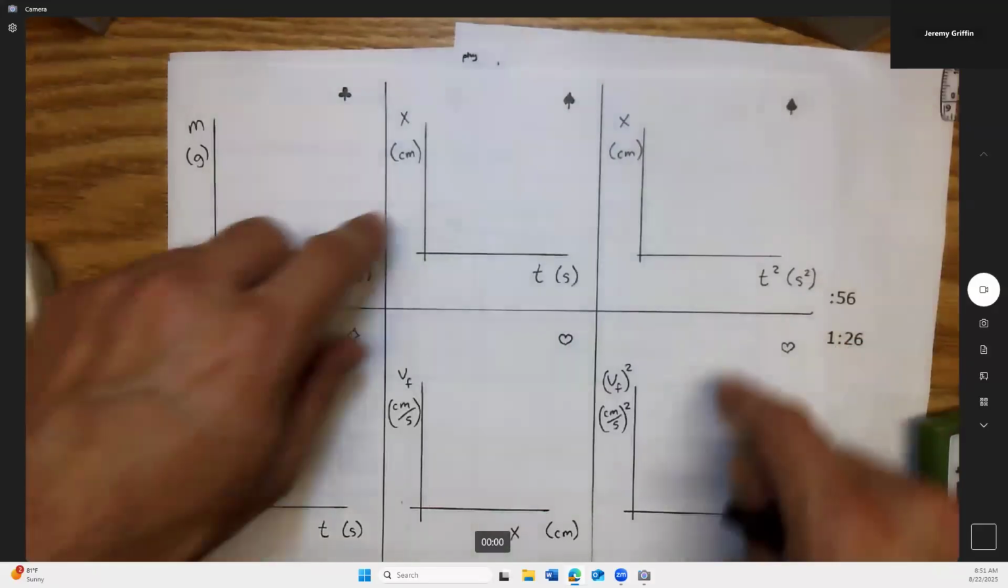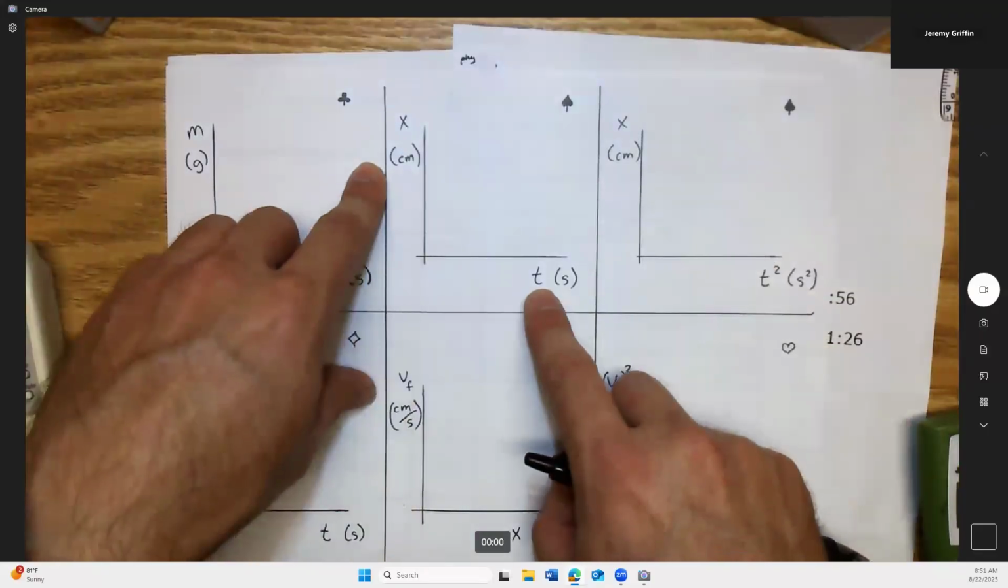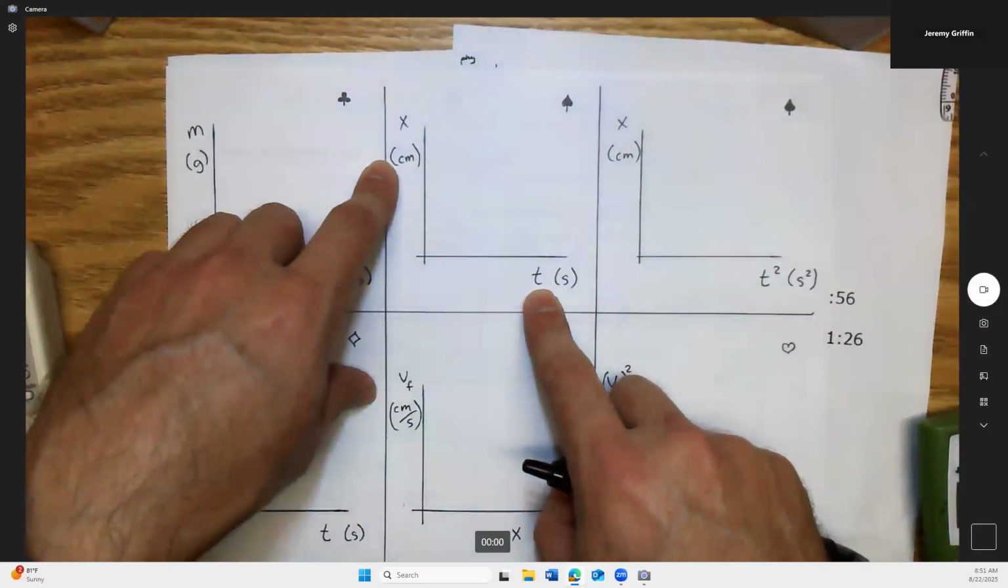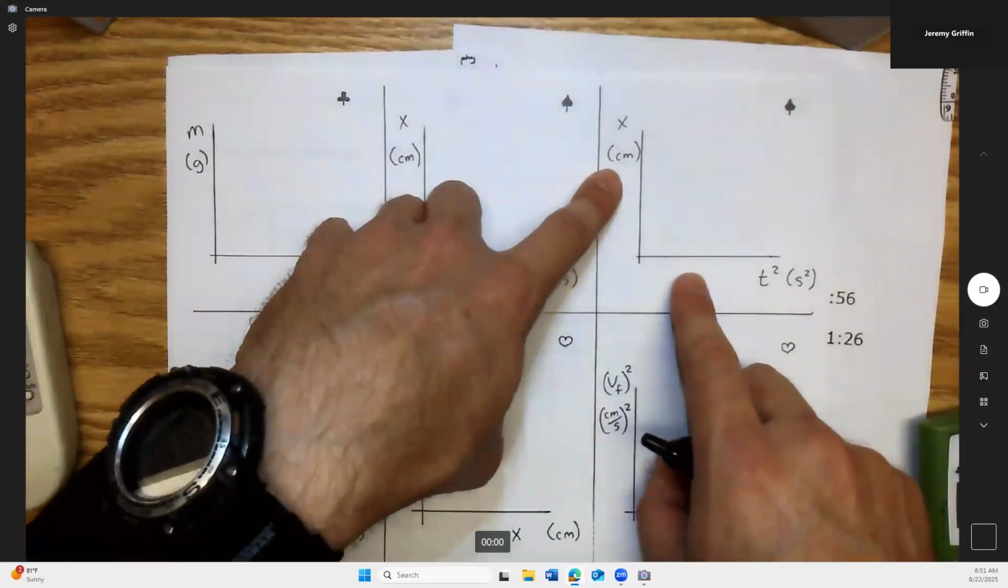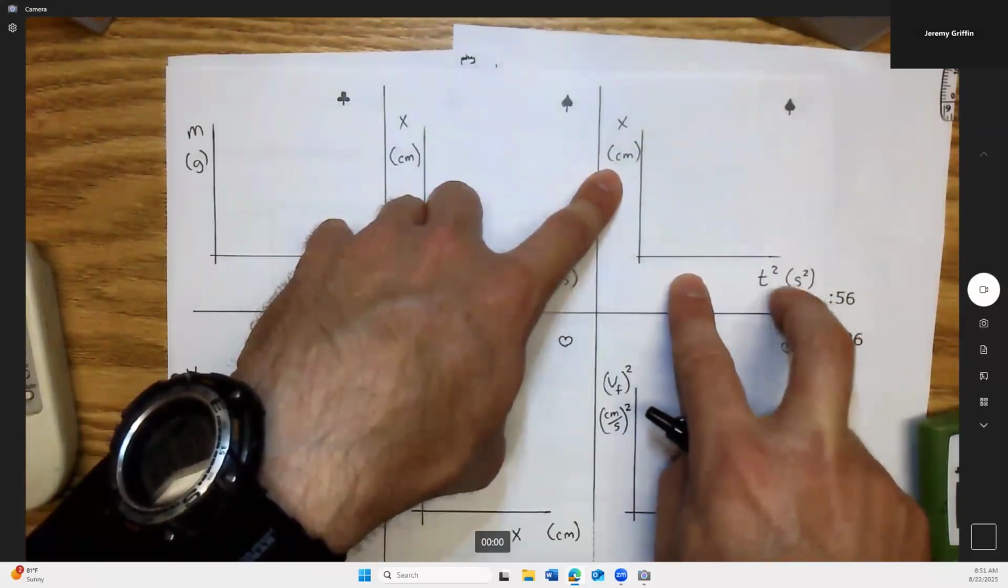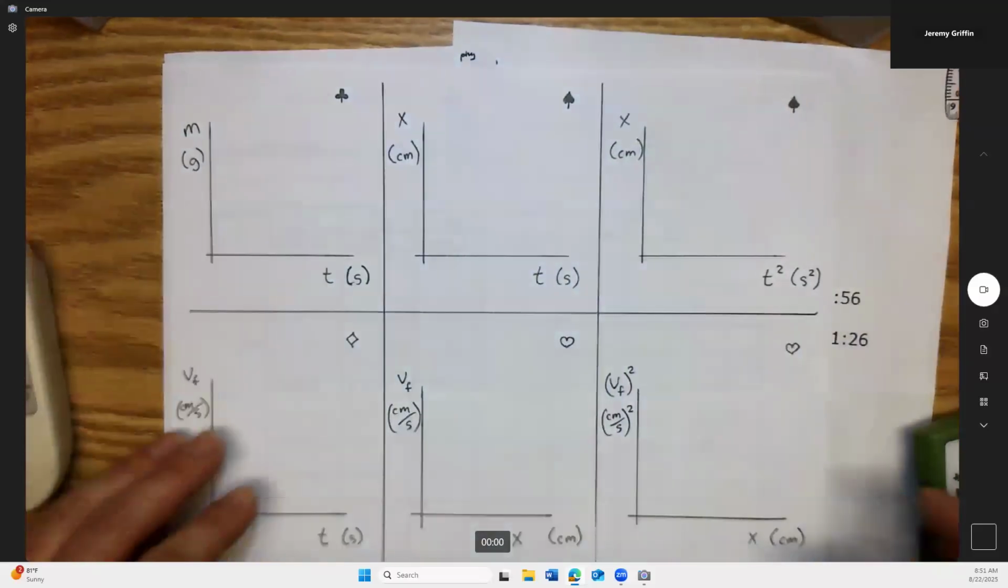So, for example, if you have the spades, you can actually create both of these graphs. Distance versus time, or displacement versus time, if you like. And also make this one. You guys see displacement versus time squared in square seconds? Now, this is an abstract idea, but once you guys see the graph, it'll make more sense.